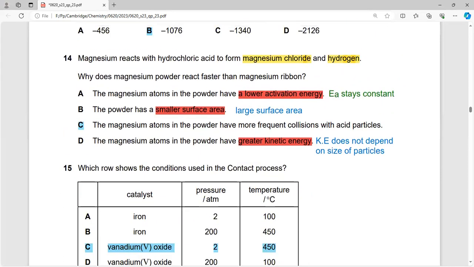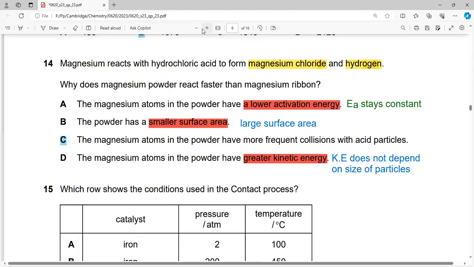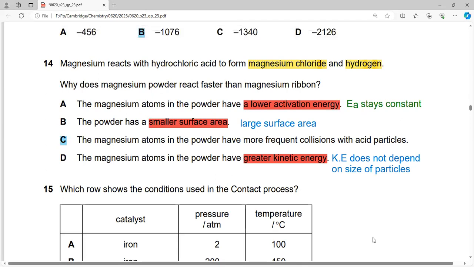Question number 14. The magnesium reacts with the hydrochloric acid to form magnesium chloride and hydrogen. Why does the magnesium powder react faster than the magnesium ribbon? If you decrease the size, the surface area increases, and the number of particles also increases. With more surface area and more particles, there is a greater number of collisions. So that's why the rate of reaction will increase.